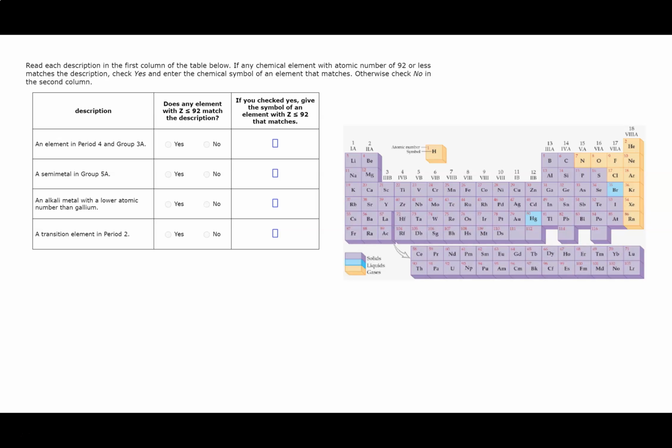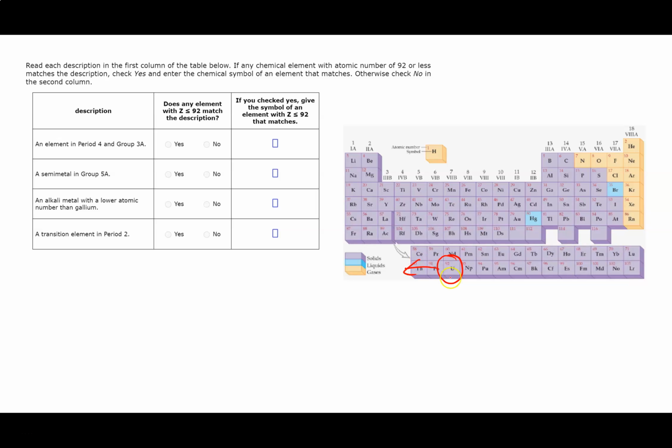Okay, this problem looks like we want to pull up the periodic table. So it says read each description in the first column of the table below. So we're going to read the description. If any chemical element with an atomic number of 92 or less, so anything less than there.